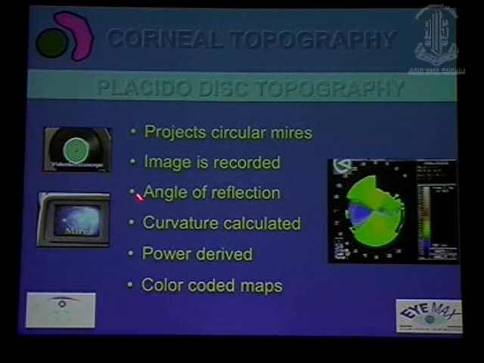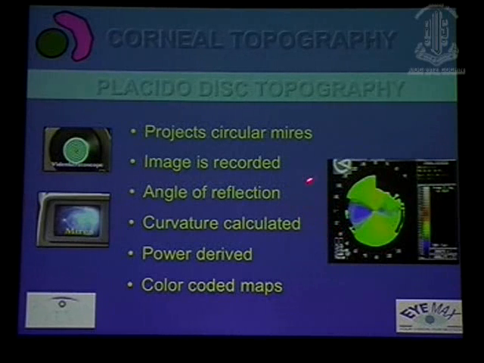So we measure the curvature of the cornea at multiple points, which cover about 60% of the corneal surface, and from that curvature we can calculate the power of the cornea, and then we display that information in the form of color-coded maps, where to the higher curvature we give a warmer color, that is red, and to the lower curvature or the lower power we give a cooler color like blue.